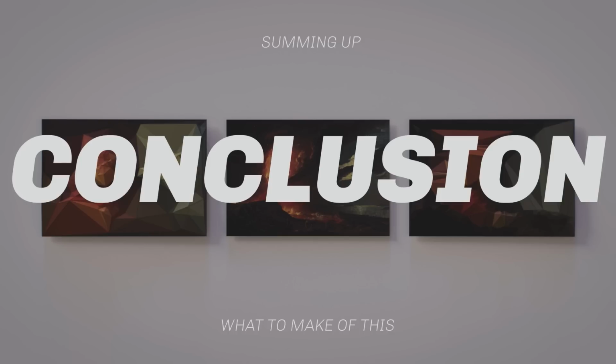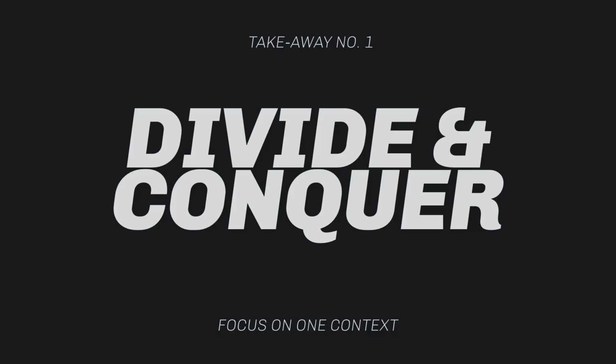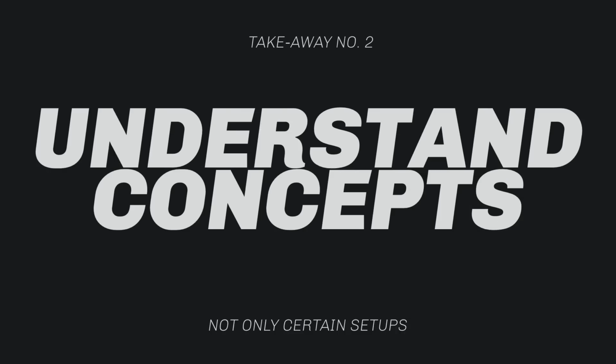So this brings us to our conclusion. What should you make out of all this? And we have 4 conclusions for you. The one being obvious is divide and conquer. This is something you can apply not only to Houdini, not only to software, but to your life in general. Try to break down problems and solve them one by one. The next thing is understand concepts over certain setups, because concepts give you the power to recombine stuff, to thoroughly understand stuff. And once you understood a concept, you're not bound to any software. You can implement and try to take it everywhere.